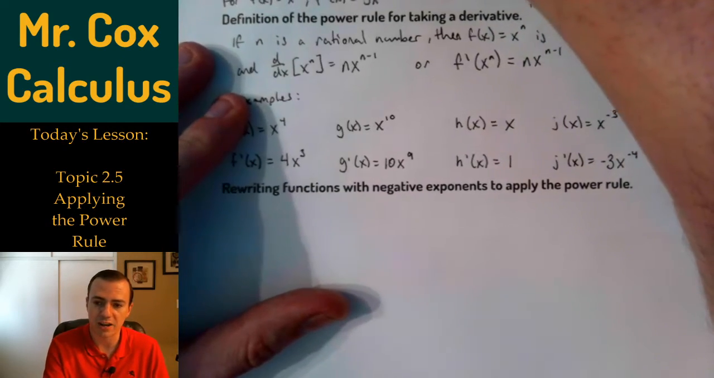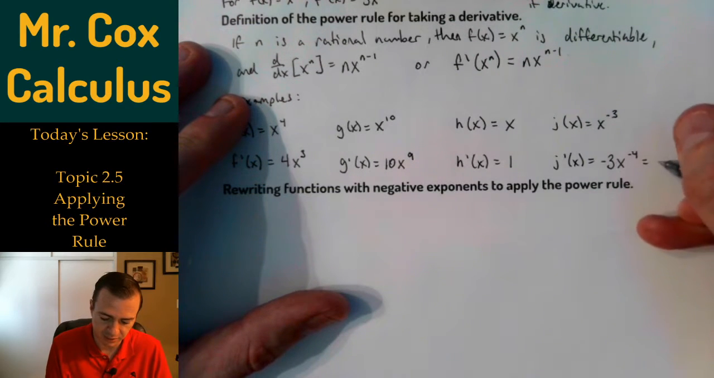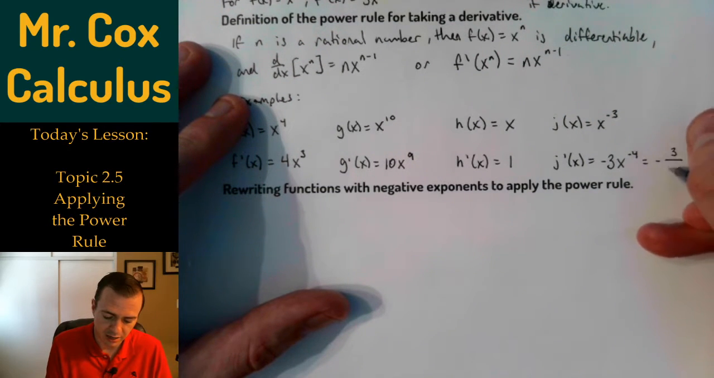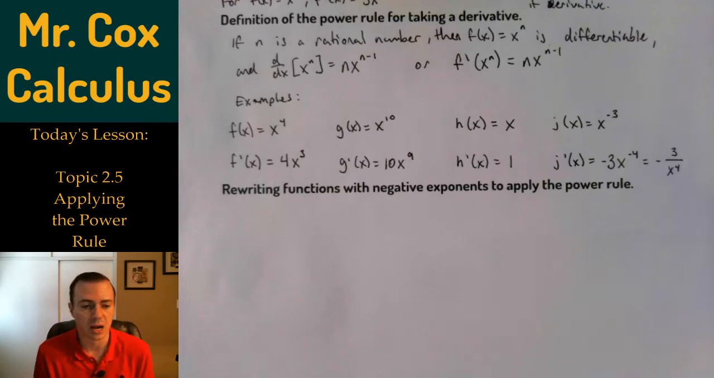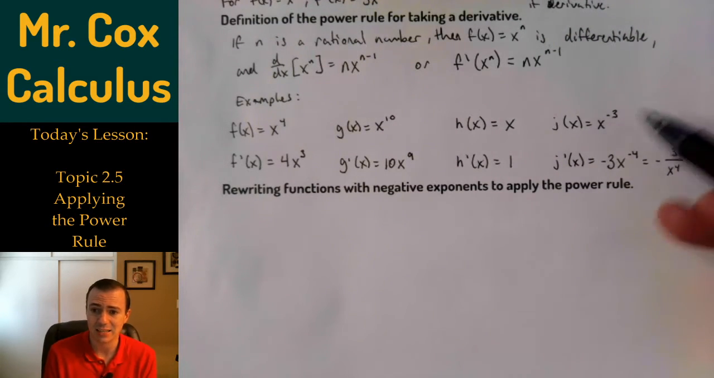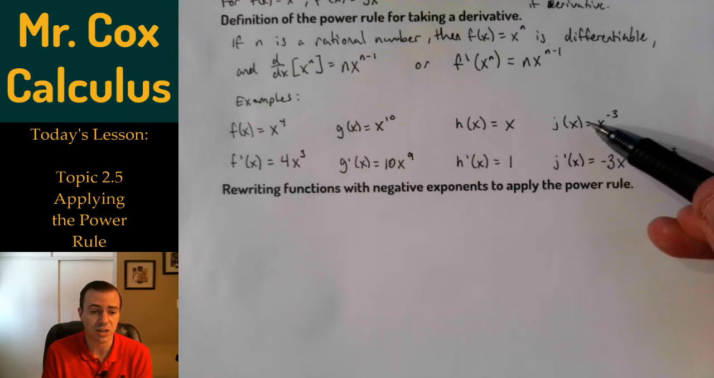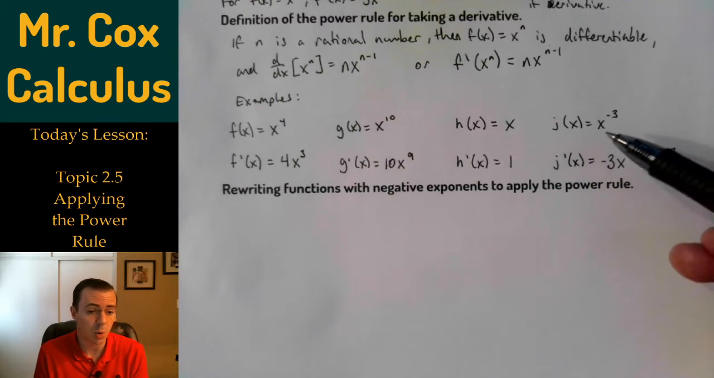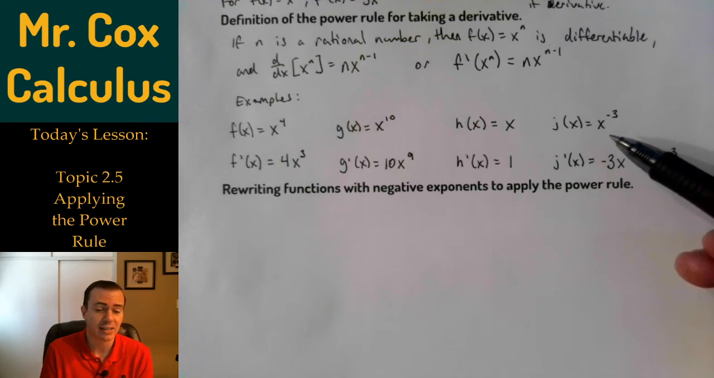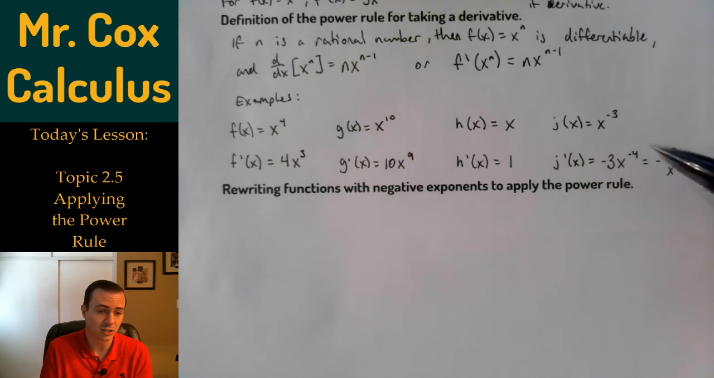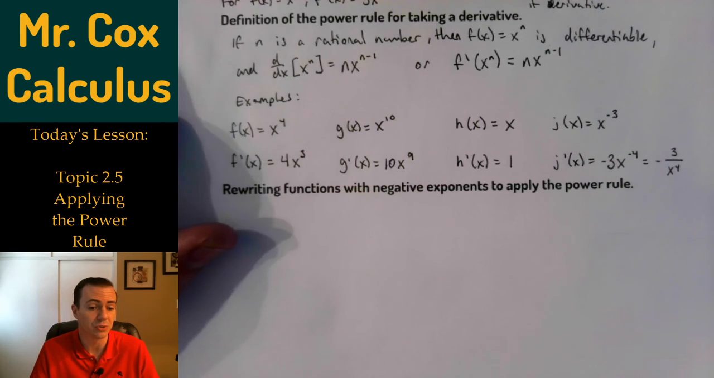And for what it's worth, I could also rewrite that j prime of x as negative 3 over x to the 4th. I can take a negative exponent and rewrite it into the denominator of the fraction. So it's pretty easy to take a derivative of this function j of x. In fact, in the next video, what we're going to focus on is a function that maybe doesn't look like this, but a very easy rewrite can turn it into a power function, and then we can apply this power rule to take its derivative.